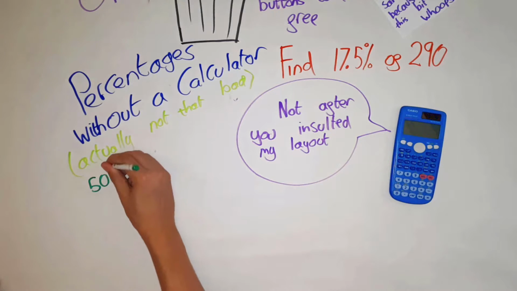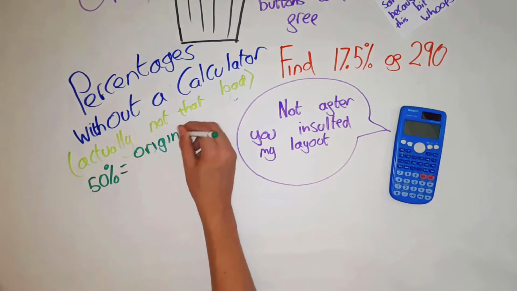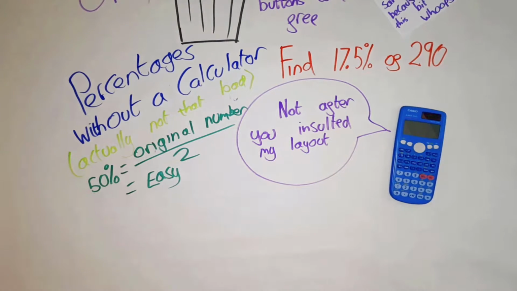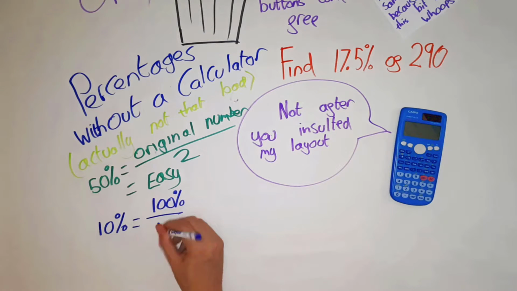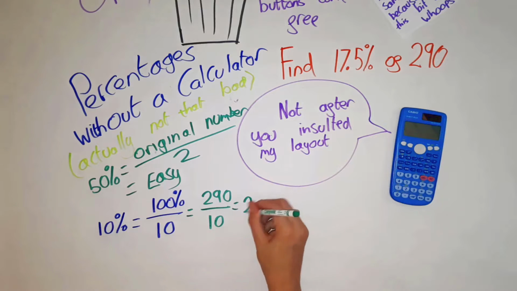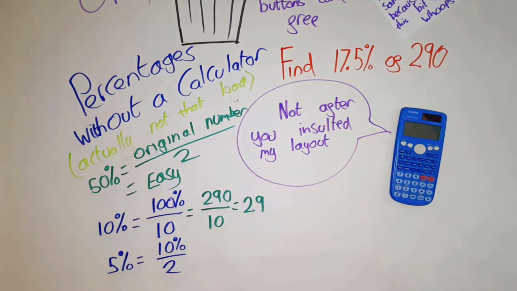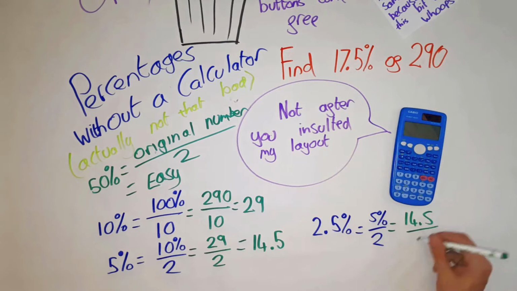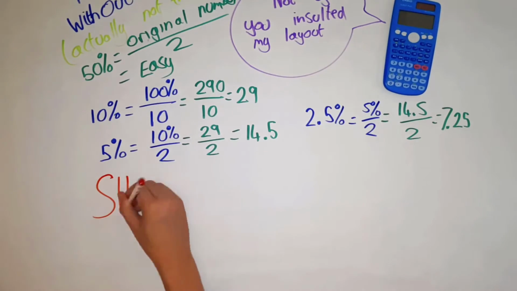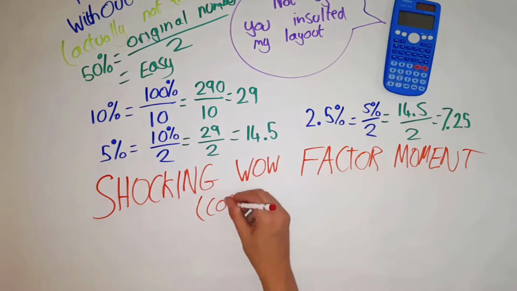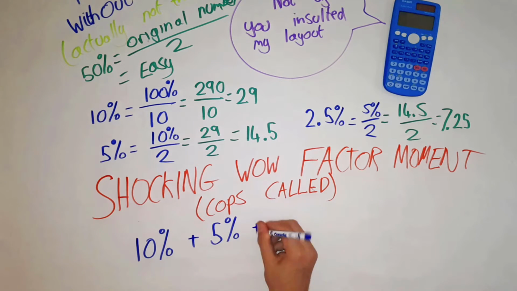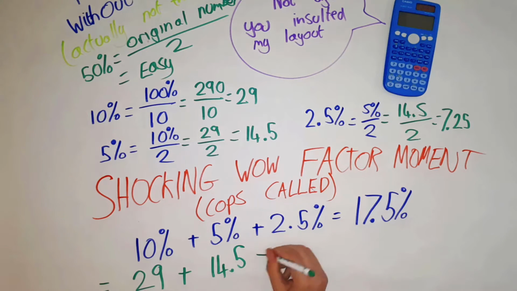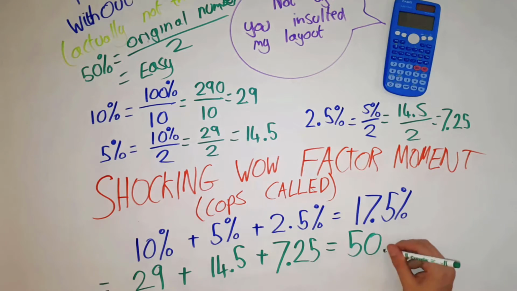There are certain percentages though that are much easier to find than others, which can then be combined to make more complicated percentages. 50% is always really easy to find as you just half the original 100%. Similarly, to find 10% of 290, we divide the original 100% by 10 to get 29. 10% can then be halved to get us 5%, giving us 29 over 2, which is 14.5, and halving 5% then gives us 2.5%, which is 7.25. The big shocking, amazing reveal expose is that you can then add 10% plus 5% plus 2.5% to give you the desired 17.5%. In terms of our amount, this is 29 plus 14.5 plus 7.25, giving us an answer of 50.75.